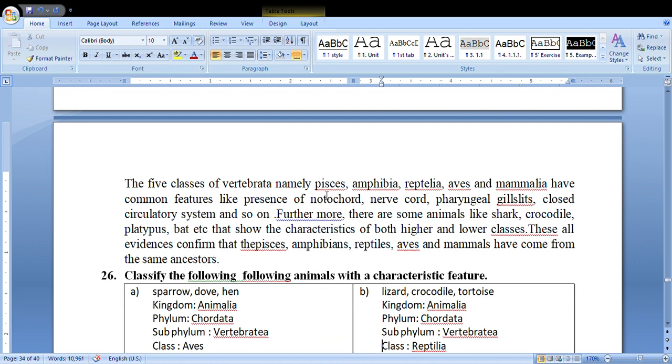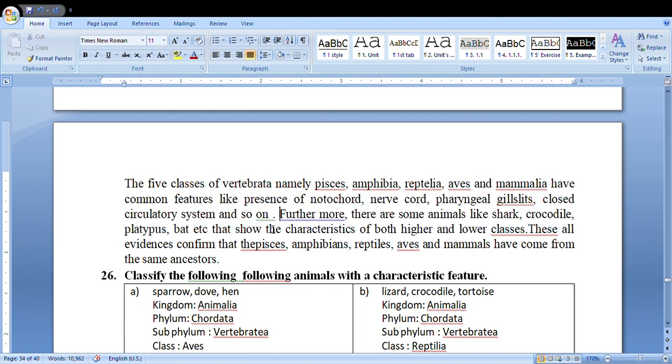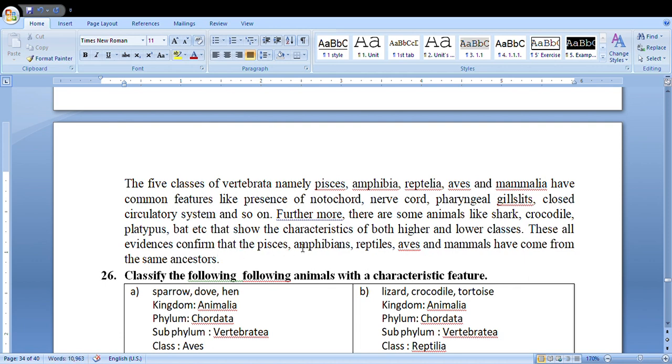The five classes of vertebrata, namely Pisces, Amphibia, Reptilia, Aves, and Mammalia, have common features like presence of notochord, nerve cord, pharyngeal gills, closed type of circulatory system, and so on. Furthermore, there are some animals like shark, crocodile, platypus, etc. that show the characteristics of both higher and lower classes. All these evidences confirm that the Pisces, amphibians, reptilia, aves, and mammals have come from the same ancestor or common ancestor.